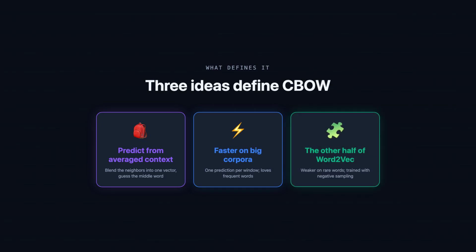It's the other half of word2vec, and it comes with a catch. Averaging the context and giving each word fewer targeted updates means CBOW handles rare words less gracefully than skipgram does. Like skipgram, it trains efficiently with negative sampling rather than a costly full softmax.